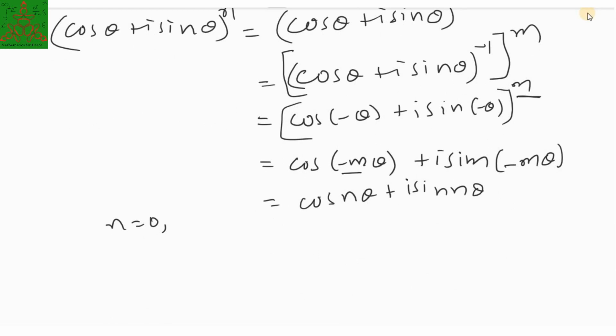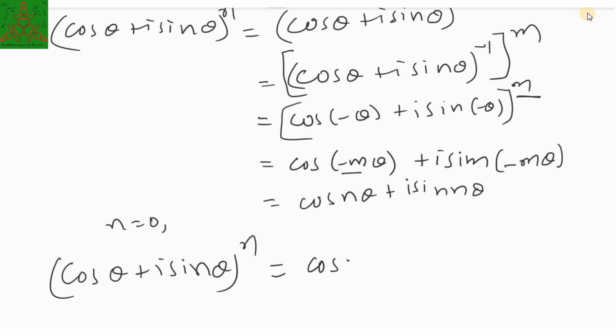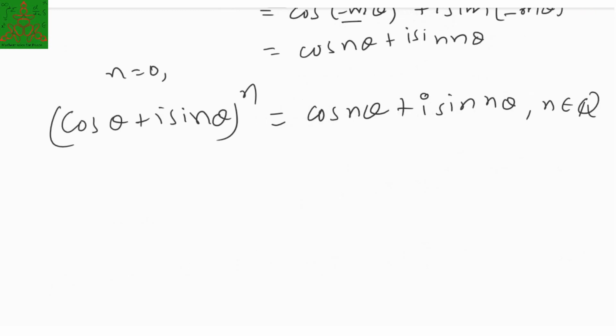Now the question arises whether the result is true for rational numbers. That means (cos theta plus i sin theta) power n equal to cos n theta plus i sin n theta, whether the result is true for n belongs to Q. For that I am taking an example. For example, I will take theta as minus pi and n equal to 1 by 2. Then what will be this side?